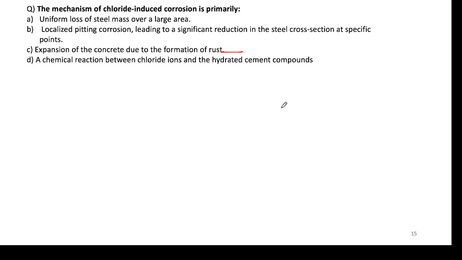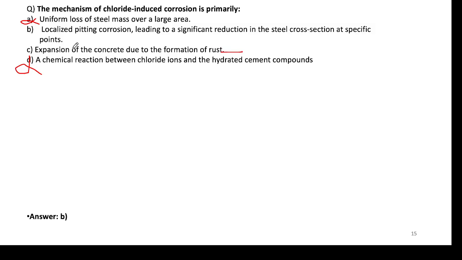We have seen that two types of corrosion happen, chloride induced corrosion and carbonation induced corrosion, and we have seen that carbonation induced corrosion is a little bit uniform in nature and affects the larger area. So now this is about chloride induced corrosion. Obviously the uniform loss of mass over area is not the answer. We have eliminated that point. Chemical reaction between the chloride ions and hydrated cement compounds, how can that lead to corrosion? So that is also not the option.